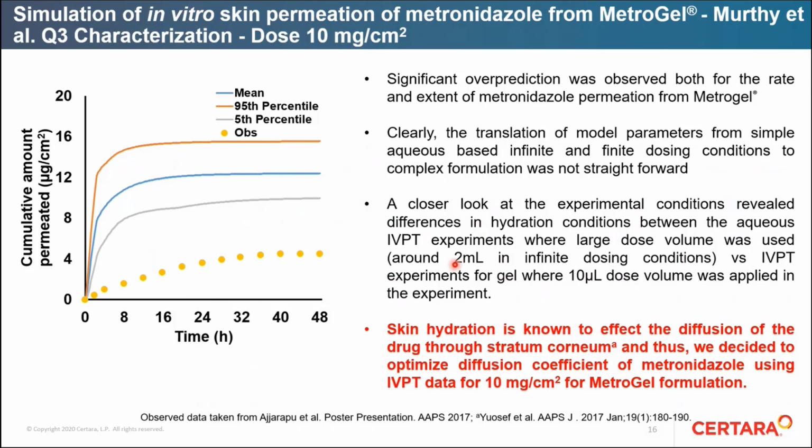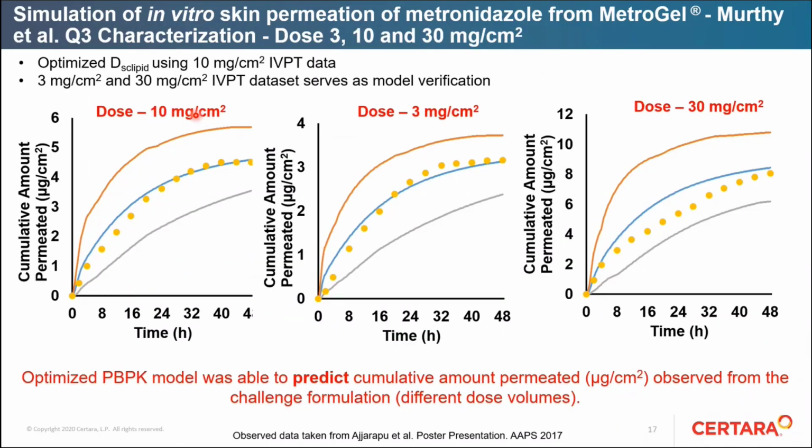And clearly in these experiments where we were using infinite and finite, there was quite a large amount of water, and therefore our diffusion coefficient was able to predict. However, for the formulation, that was not working. So based on this skin hydration, and we know skin hydration affects diffusion coefficients, we tried to optimize the model again for the diffusion coefficient, which is specific for the MetroGel with this 10 microliter. And once we optimized it with 10 milligram per centimeter square, we were able to capture it. So if you optimize it, of course, it will be able to fit.